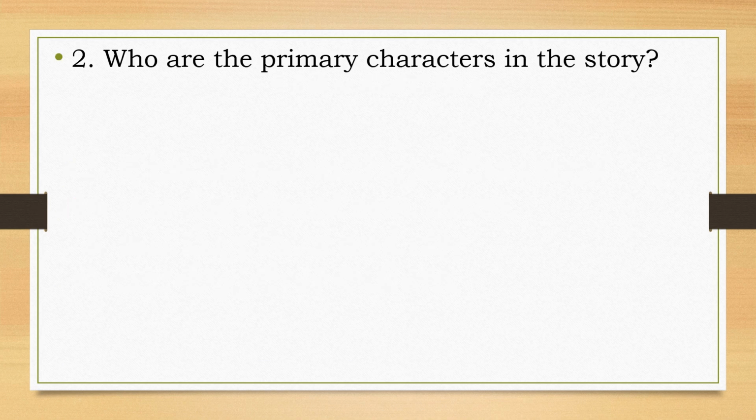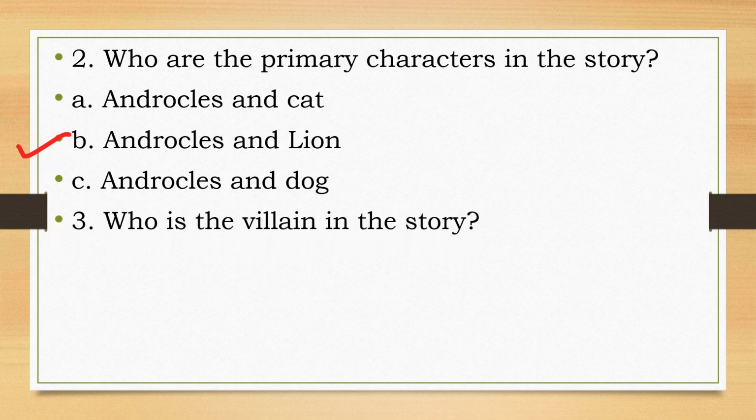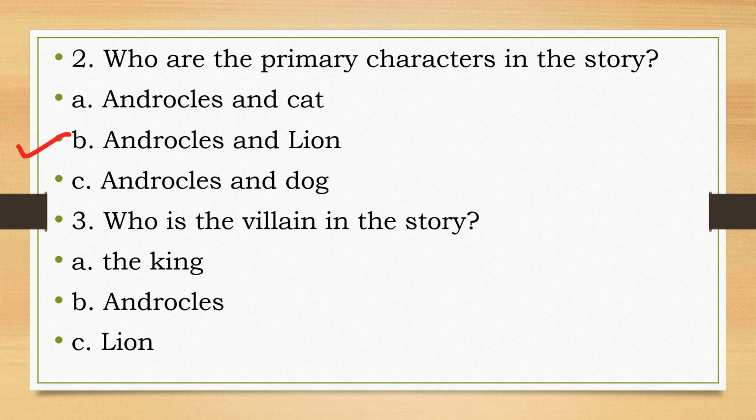Number 2. Who are the primary characters in the story? A. Androcles and cat. B. Androcles and lion. C. Androcles and dog. And the correct answer is letter B. Androcles and lion. For number 3. Who is the villain in the story? A. The king. B. Androcles. C. Lion. And the correct answer is letter B. Androcles.